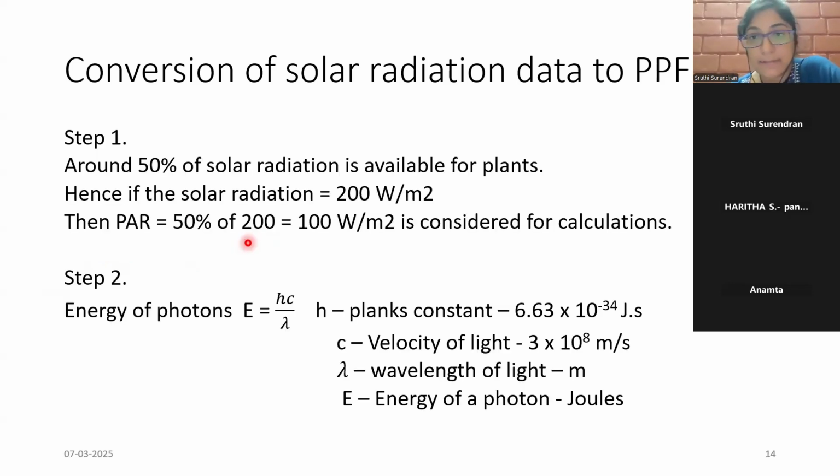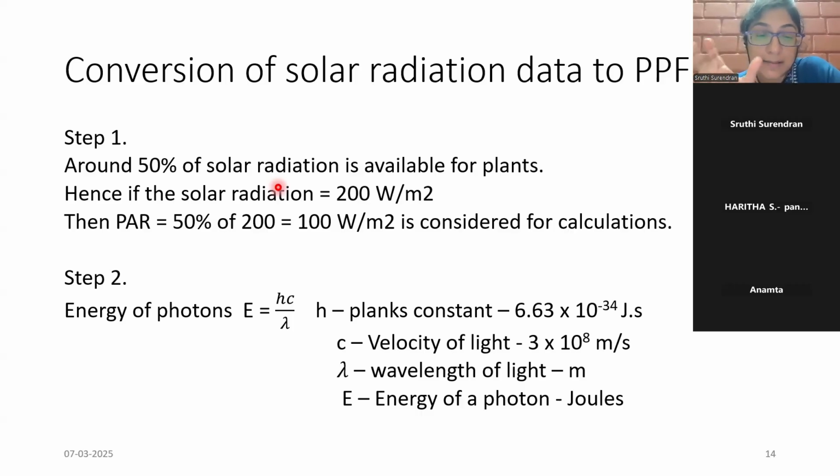Now, in order to convert the solar radiation data to PPFD, the first step that we require to do is to assume what portion of the visible light spectrum is absorbed by plants. So when a total amount of solar radiation is available to plants, it is assumed that only 40 to 80 percent of the solar radiation is taken up by plants. When I say solar radiation, I'm talking about the shortwave radiations, particularly in the visible light spectrum.